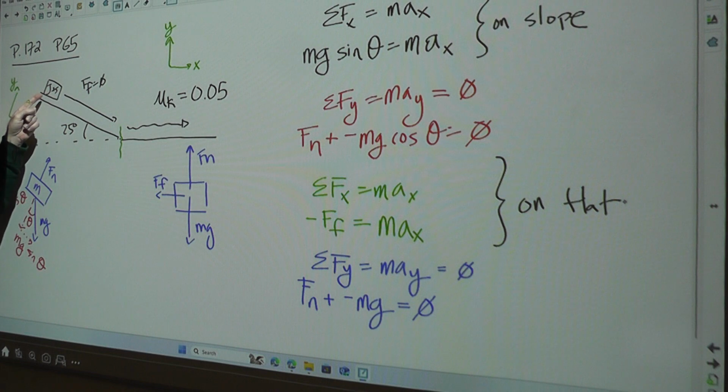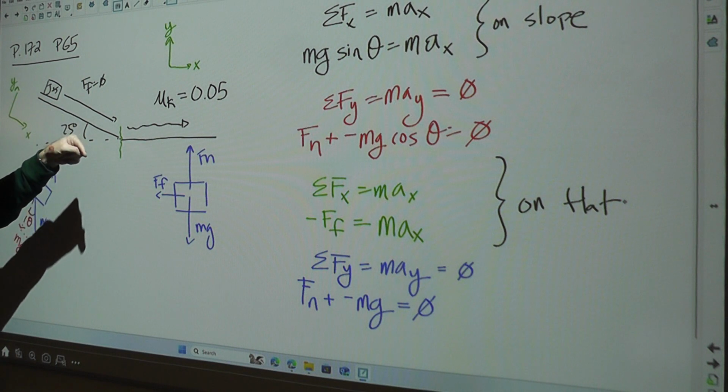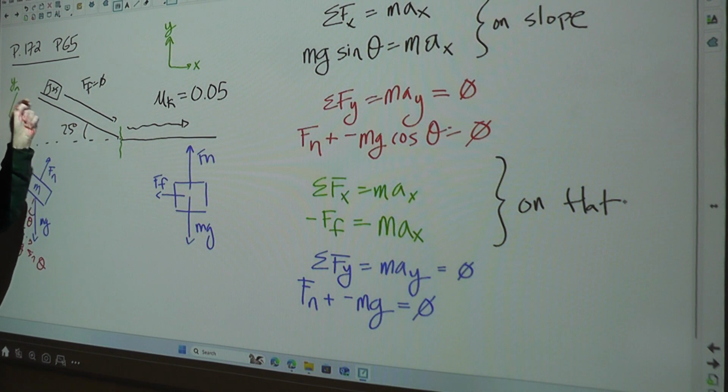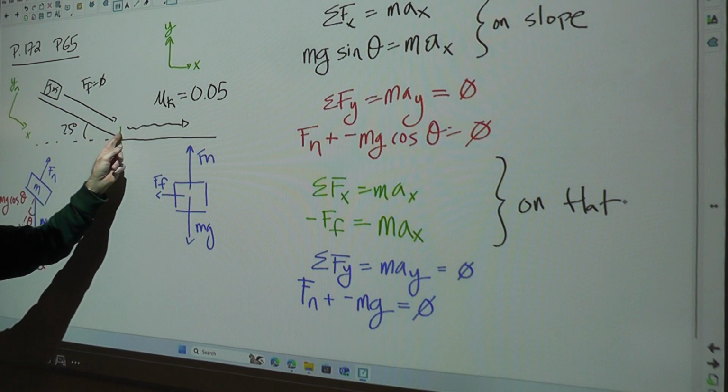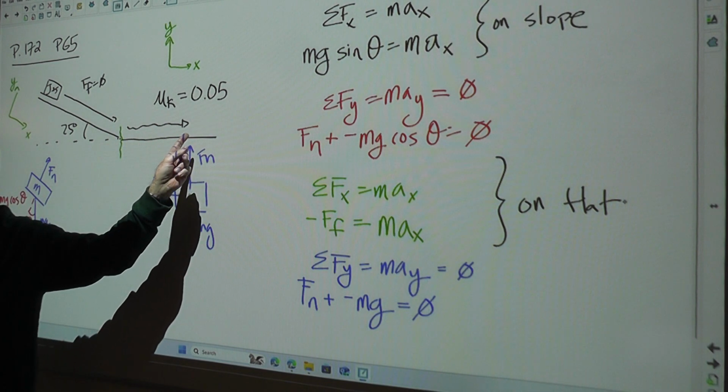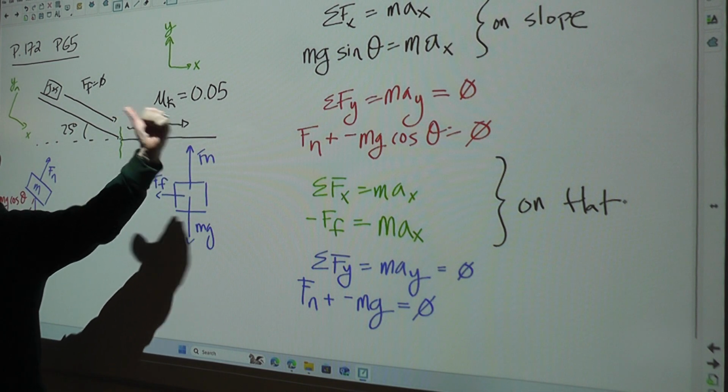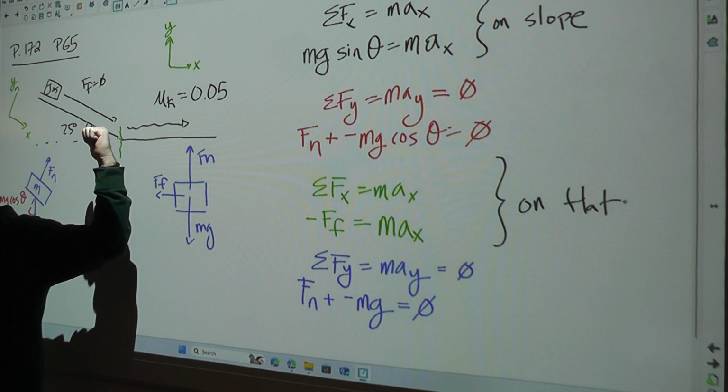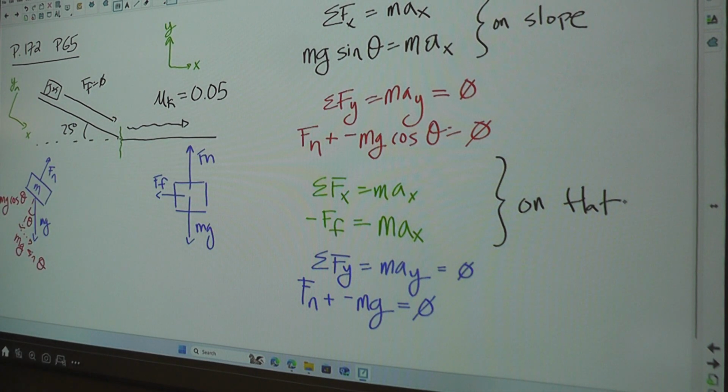You know what's going to happen here. He starts at rest, he starts sliding, he is obviously accelerating down the slope. He's speeding up. As soon as he hits the flat, he slows down and stops. That is an acceleration in a different direction. It may be the same magnitude, we don't know, but it's definitely in a different direction.